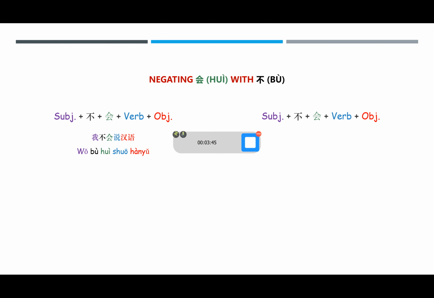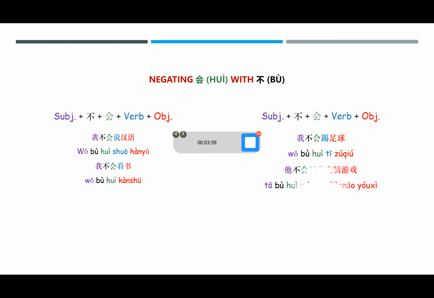我不会说汉语. I'm not able to speak Chinese. 我不会看书. I'm not able to read books. 我不会踢足球. I'm not able to play football. 他不会玩电脑游戏. He's not able to play video games. 你不会打篮球吗? Are you not able to play basketball?